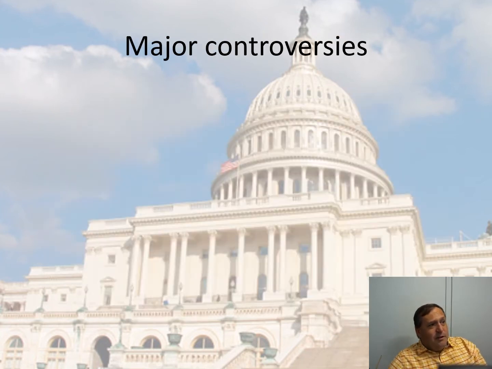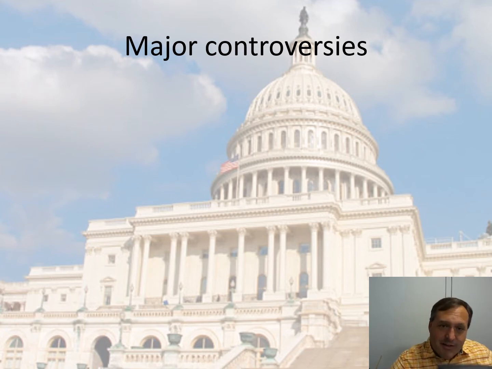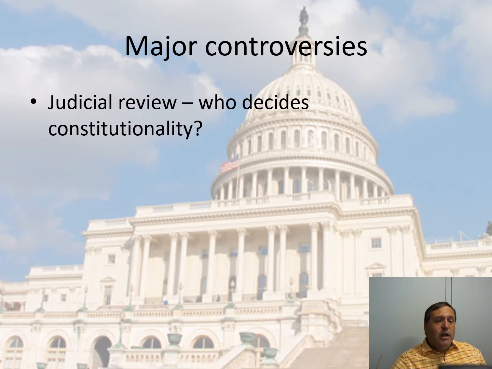Now, while we like to hold up the Constitution as a great example because it's lasted since the 1780s with its ratification, that doesn't mean that there haven't been some major controversies as the decades have turned into centuries. One of the early blind spots in the federal Constitution was, let's say Congress passes a law that goes against the Constitution. How would we solve that problem? Who decides whether a law passed by Congress is constitutional or not?